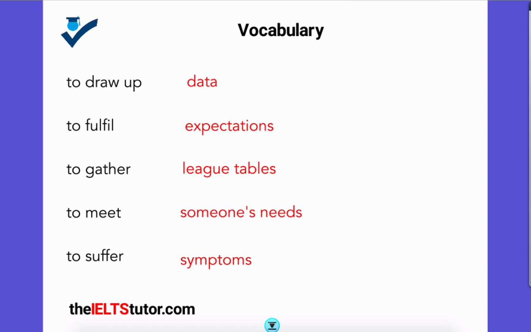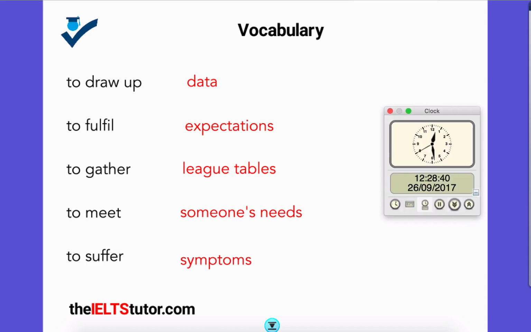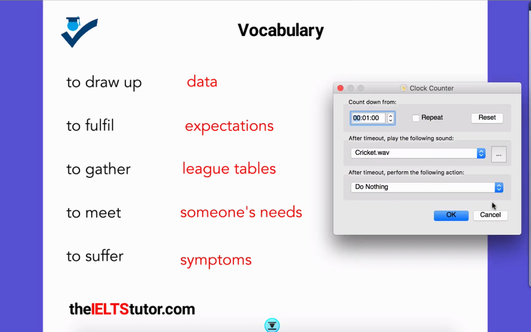Now here we've got on the left column a list of verbs: to draw up, to fulfill, to gather, to meet, to suffer, with some of the matching endings in red. Now they do not correspond to the words on the left. So what you're going to have to do is to match the words on the left to the red words on the right. Okay, so I'm going to give you a minute to try to match them up for me. So if you've got a pen and paper ready, just try to do it very quickly. Make very quick notes.